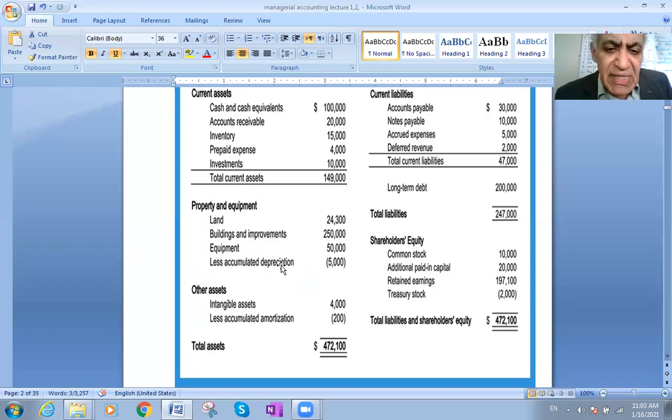What do you mean by this word, depreciation? Depreciation means that your asset gradually loses part of its own value. If you buy a car today, today you buy a car for $40,000.